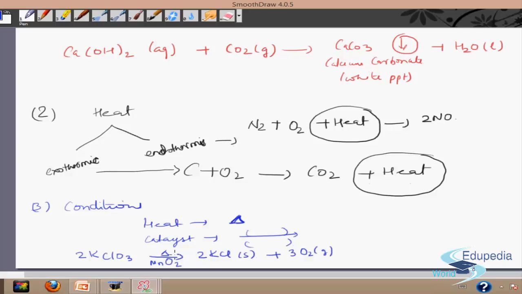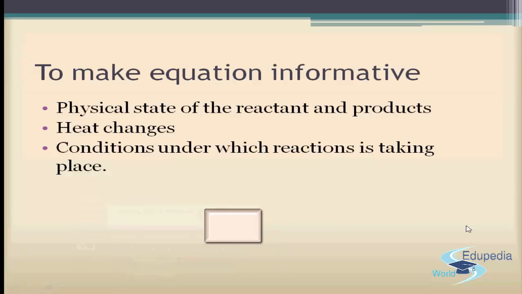So here, if I want to write the conditions, I have written delta, that is in presence of heat, and in presence of a catalyst, this is a catalyst. This heat I have represented on the arrow, and the catalyst below the arrow. So this is the extra information which we can add to our chemical equation to make it more informative.